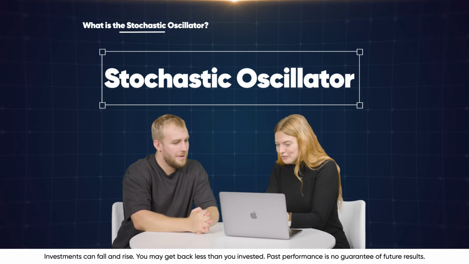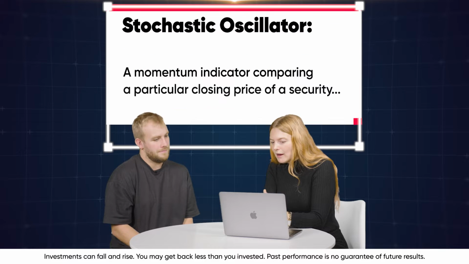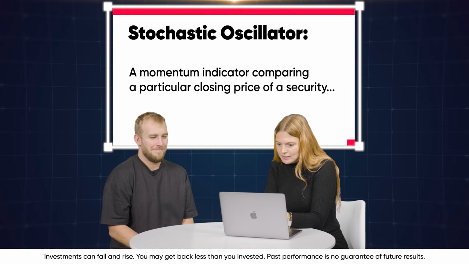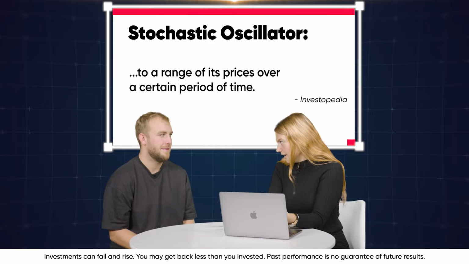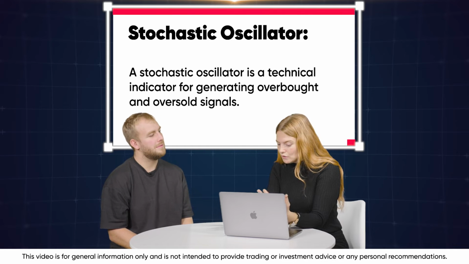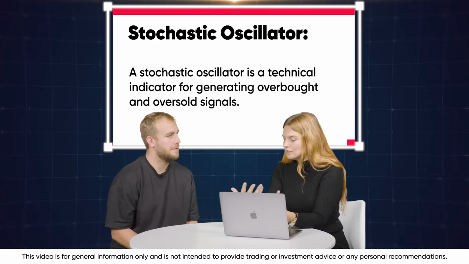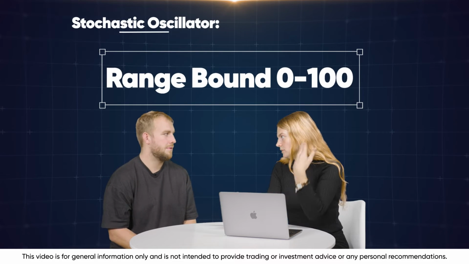It has a very trivial name, but essentially it's a momentum indicator comparing a particular closing price of a security to a range of its prices over a certain period of time. And this is an indicator that's used to generate overbought and oversold signals, and it's range bound, so it uses a range from 0 to 100.